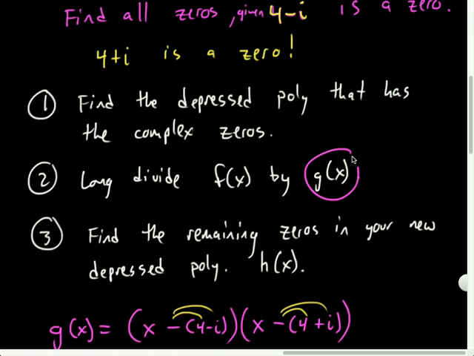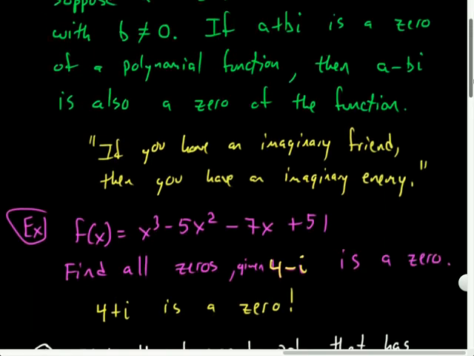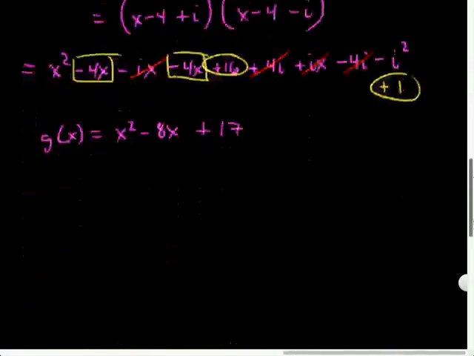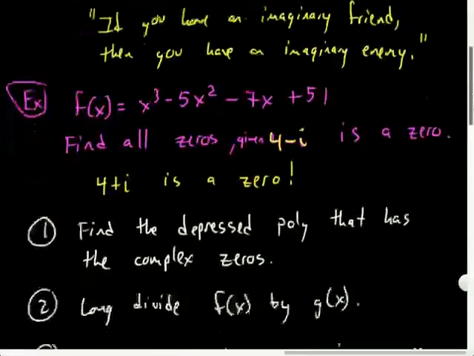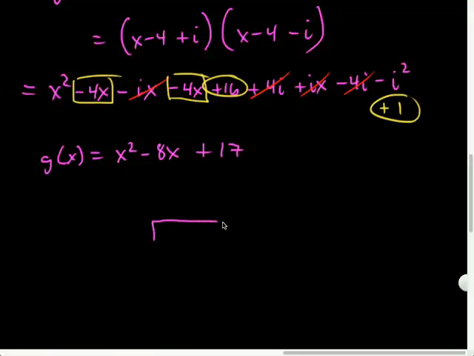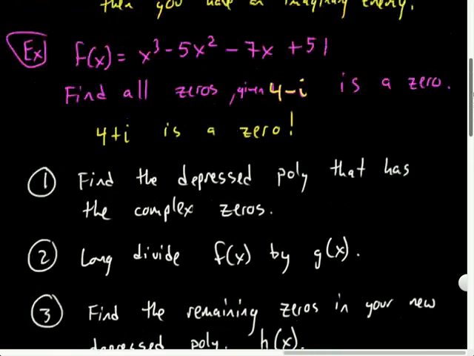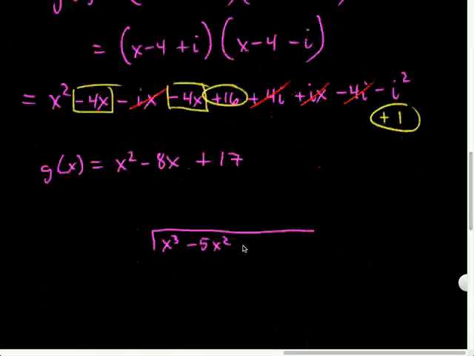Now I found this depressed polynomial. If I divide my original polynomial by it, I'll get the other depressed polynomial that has the missing roots. So here we go, I'm going to set up this long division. What's my original? x cubed minus 5x squared minus 7x plus 51 is going to be my dividend. And notice I can't do synthetic division because this is not a linear binomial. So that's why it has to be long division. It's all coming back to us. So here we go, x squared minus 8x plus 17.